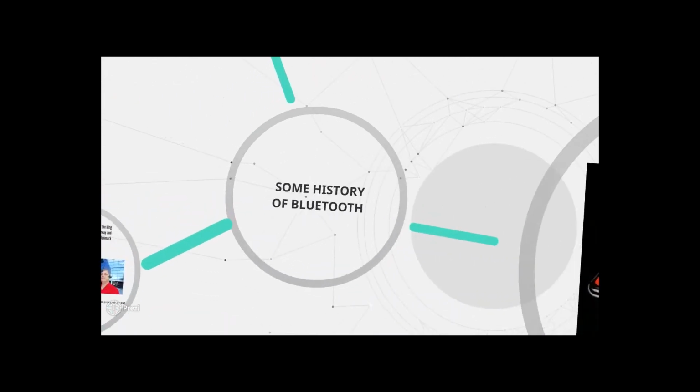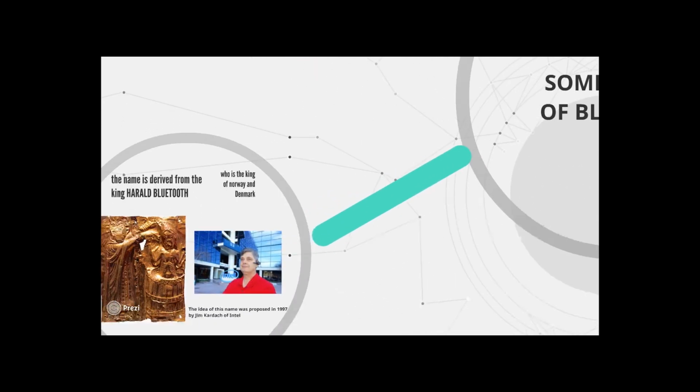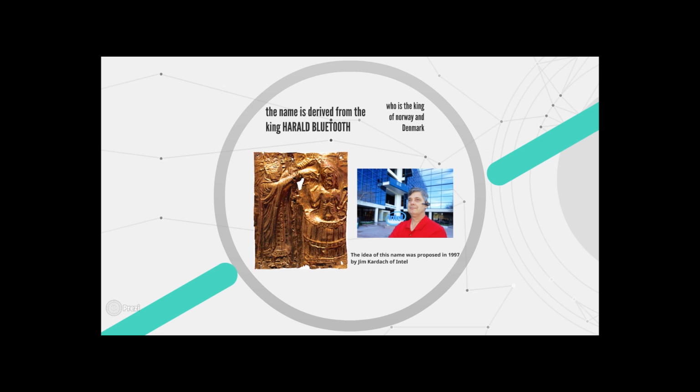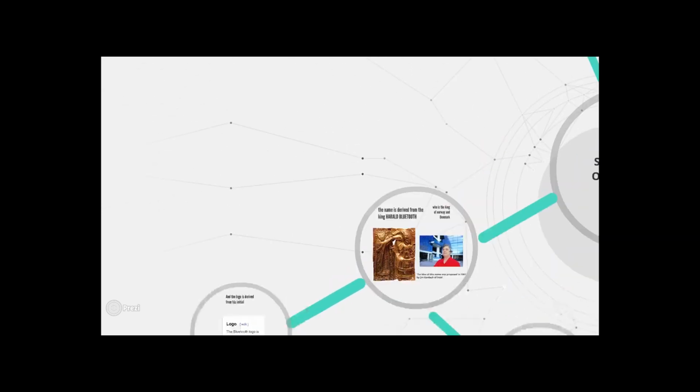Some history of Bluetooth. Before being named Bluetooth, it was called short link or radio technology. The name derived from Harald Bluetooth, who was the king of Norway and Denmark. This idea was proposed by Jim Kardach of Intel. And the logo is derived from the initials of King Harald Bluetooth.